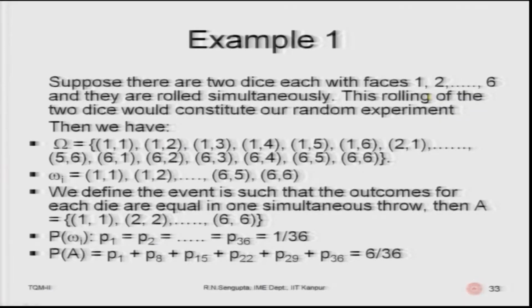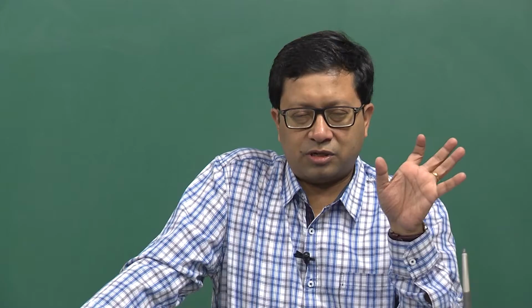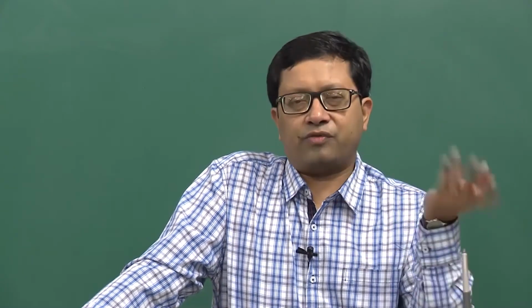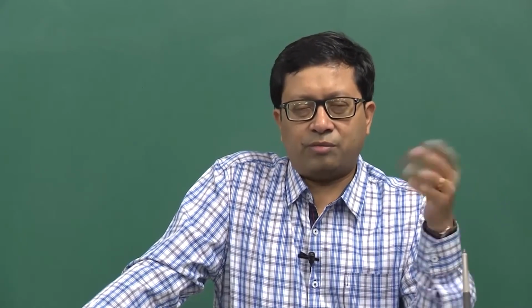Suppose there are 2 dice, each with faces 1, 2, 3, 4 till 6, and they are rolled simultaneously. So, rolling the 2 dice will constitute a random experiment. The values of the universal set can be: in the first roll you get a 1, in the second die you get a 1. Another case can be in the first roll you get a 1, second roll you get a 2. So, if you find all the combinations it will be 1 1, 1 2, 1 3, 1 4, 1 5, 1 6.